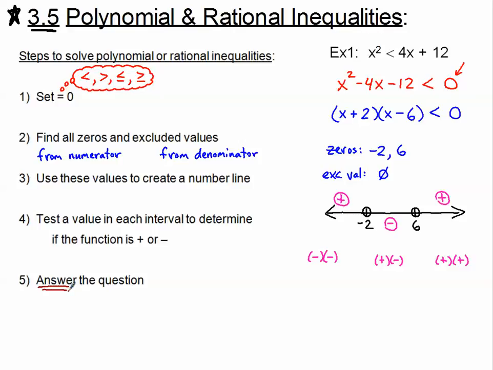Now we definitely need to look at what inequality symbol we're talking about. We're talking about less than 0, and that of course are negative numbers. So we're talking about this negative interval right here. That will answer our question. All the numbers between negative 2 and 6 will solve this original inequality. And that's the technique we use to solve. Pretty cool.